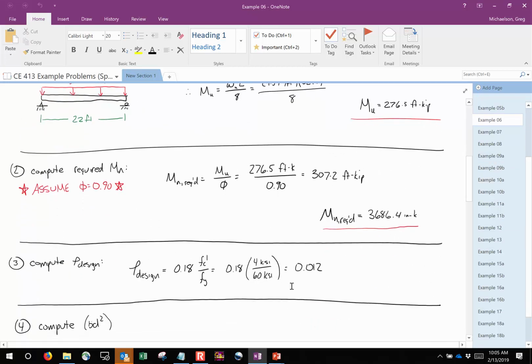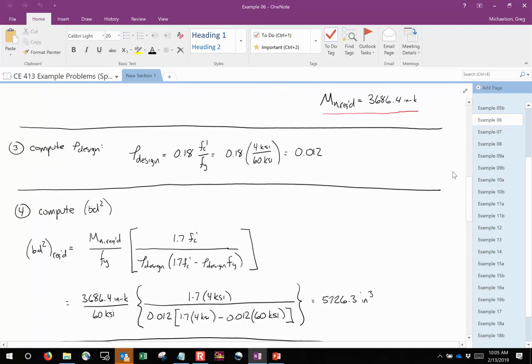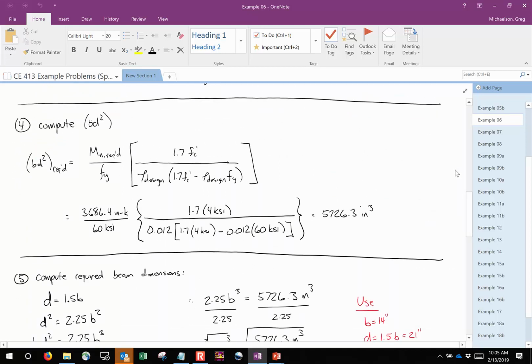So we took that Mu and we said, okay, now we need to compute a required capacity of the beam. In order to do that, we assume a phi value of 0.9. Again, we would love it if that actually is the case, so we'll have to verify that later. We also converted that to inch-kips because of what we're going to do with it later. We got our rho design value of 0.012. And then using that, we can compute a bd squared. And so we got a bd squared of about 5,700 cubic inches. And as you can see, we converted that to inch-kips so that all the units were copacetic.